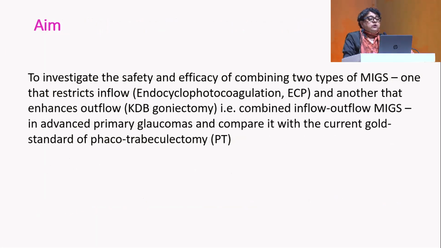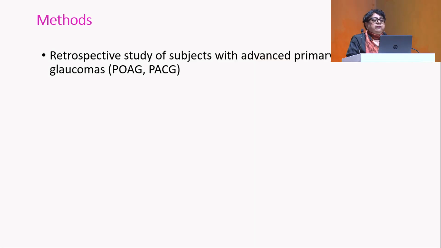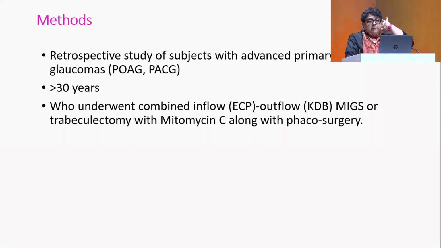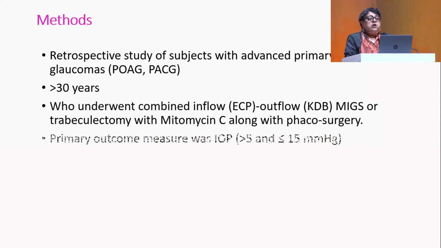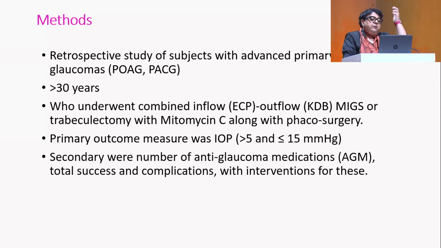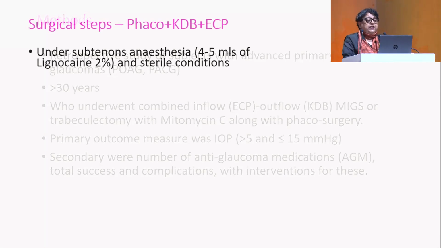So I set about to investigate the safety and efficacy of combining outflow and inflow MIGS procedures with phacosurgery in advanced primary glaucomas, and compared it with the current gold standard of phacotrabeculectomy. This is a retrospective study in advanced primary glaucomas who underwent either a combined MIGS procedure or trab MMC along with phacosurgery. The primary outcome measure was IOP greater than 5 and less than or equal to 15 millimeters of mercury, and secondary outcomes were anti-glaucoma medication, total success, complications, and interventions.